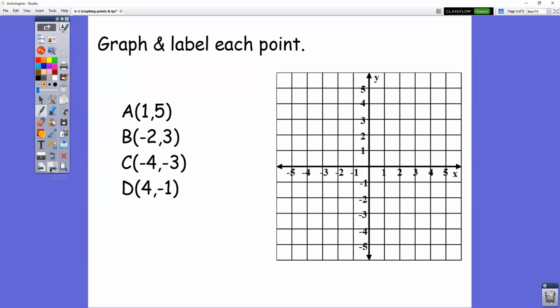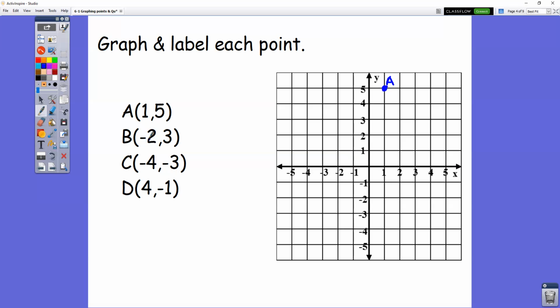I'd like you to try and think of where these points would be. Think right now, where would (1, 5) be? Where would (1, 5) be? Take a look at your graph, figure out where (1, 5) would be. Starting in the middle, we would go over to 1, up to 5. A would be right here.